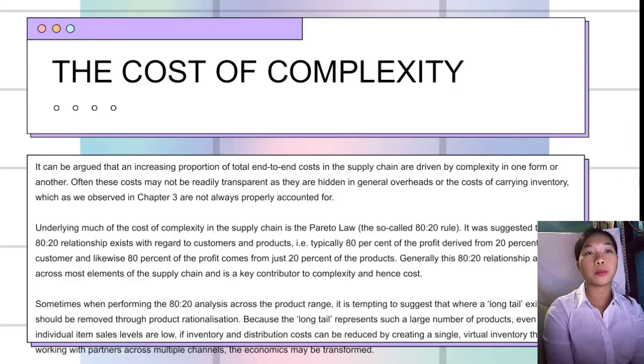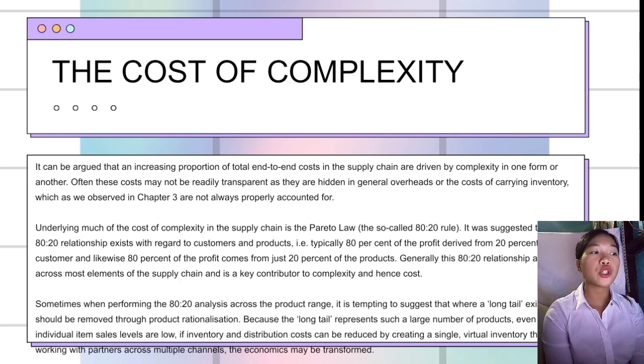The cost of complicity. It can be argued that an increasing proportion of total end-to-end costs in the supply chain are driven by complicity in one form or another. Often, this cost may not be readily transparent as it is hidden in general overheads or cost of carrying inventory, which, as we observed in Chapter 3, are not always properly accounted for.